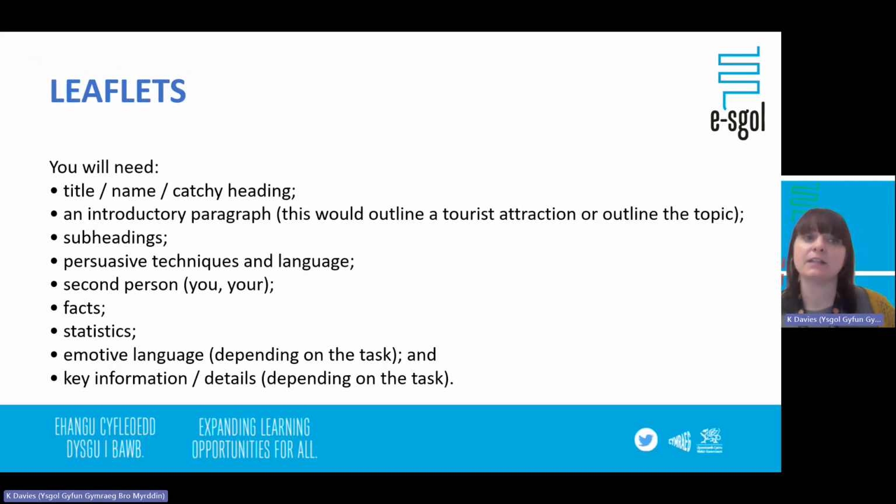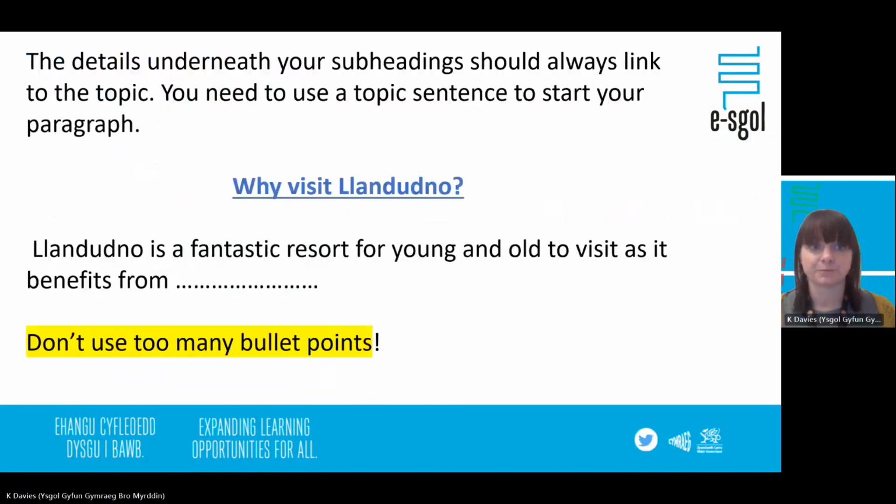Okay, leaflets then, you need to make sure that you've got a title, you've got a name or a catchy heading. You've got an introductory paragraph which would outline the tourist attraction or whatever the given topic is, that you organise it into subheadings, that you implement and use those persuasive techniques, remembering the AFOREST, okay, and the language choices. You'd write in second person, you'd include facts, statistics, and like we're saying about the AFOREST, the emotive language choices, again though task dependent, and the key informational details, again depending on what the task focus is.